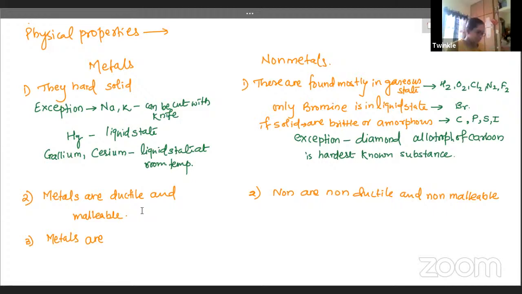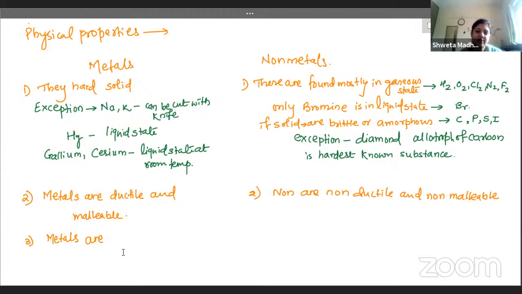Thin sheets we can prepare from the metals by hammering because they are non-brittle. They won't break. After applying force on them, they won't break. They get pressed by hammering them. But non-metals are very brittle and amorphous and mostly found in gaseous state. So we cannot convert them into wires or sheets.